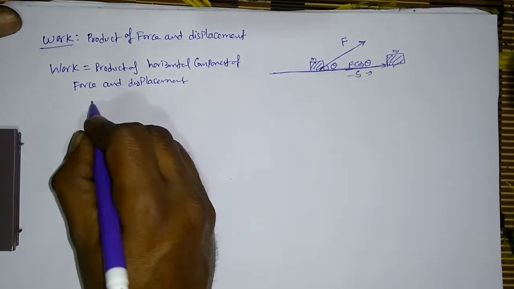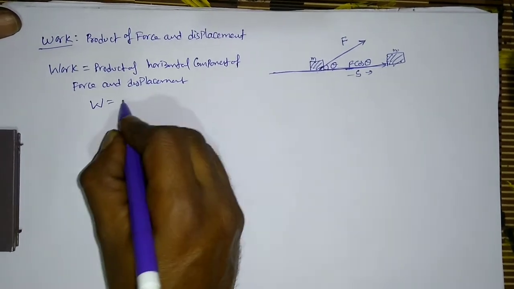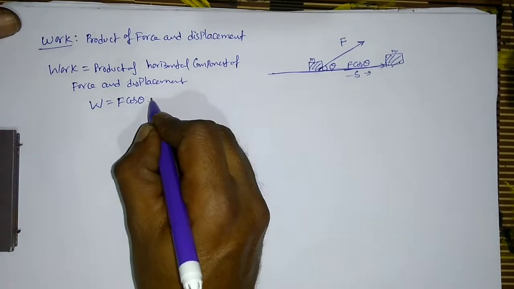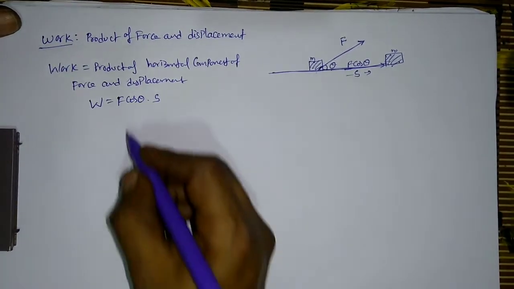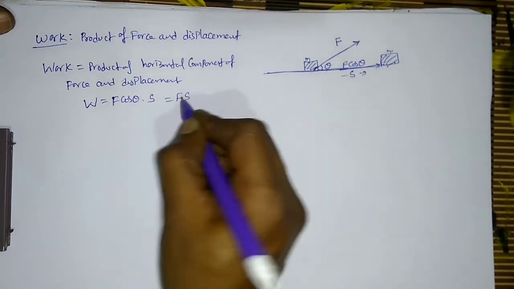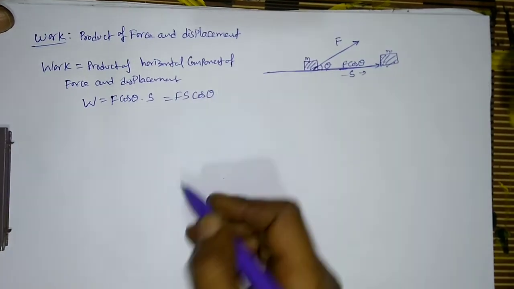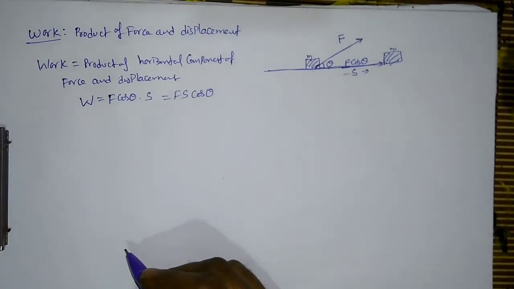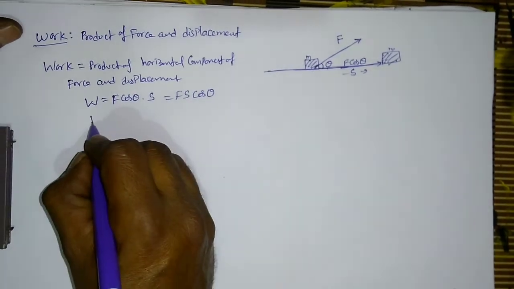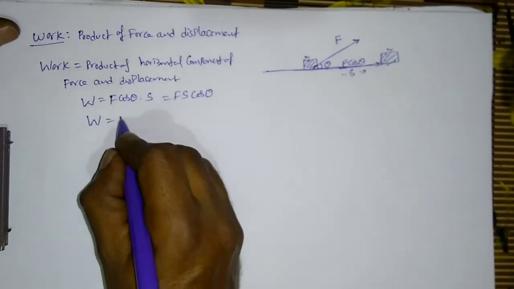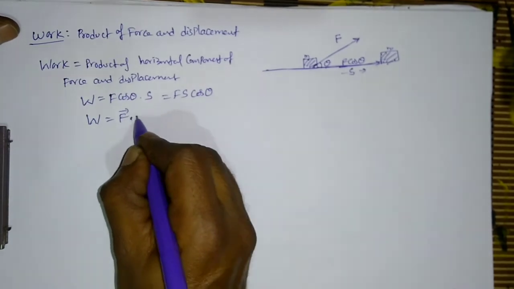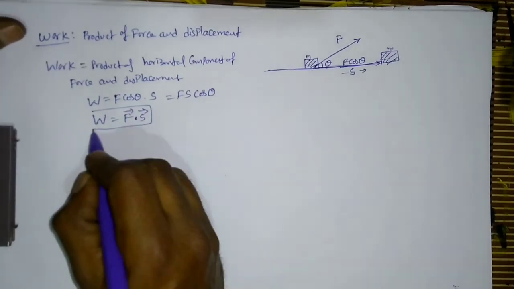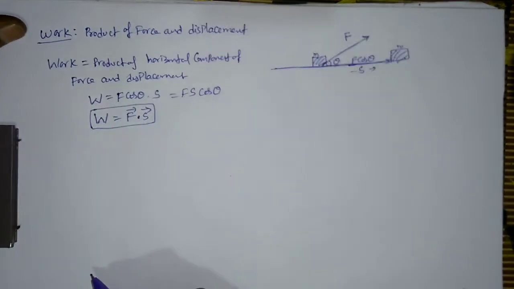So we can write it mathematically. W is equal to the horizontal force, F cos theta, times the displacement S. Now from this I can simply write W equals Fs cos theta. As we know, according to the dot product, A bar dot B bar is equal to AB cos theta. That means we can write W is equal to F bar dot S bar. This is the formula for the work done in vector notation.